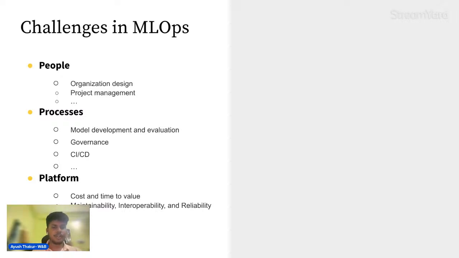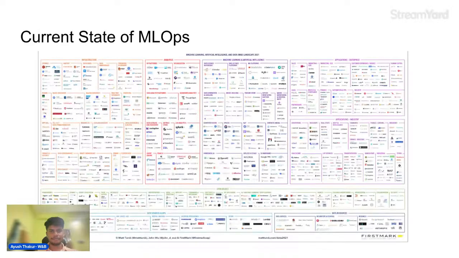For example, if you're talking about platform, you need to think about the cost and the return on the money that you're paying to the platform, how trustworthy that platform is, how maintainable that platform is. If you're thinking about people, you need to think about how you're going to manage the project, because project management for building a website is not the same as for building a model and deploying that model. So there's a paradigm change, and one needs to figure out the right processes required. And that's one of the many challenges in MLOps.